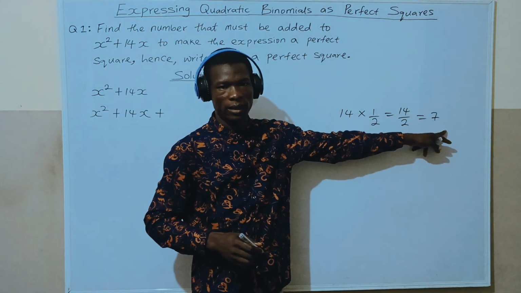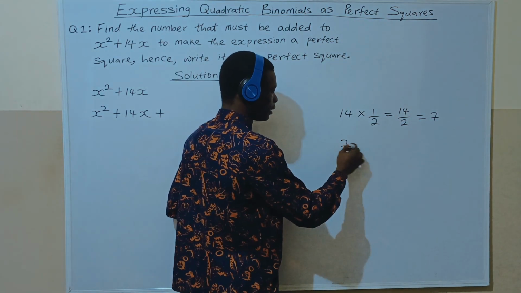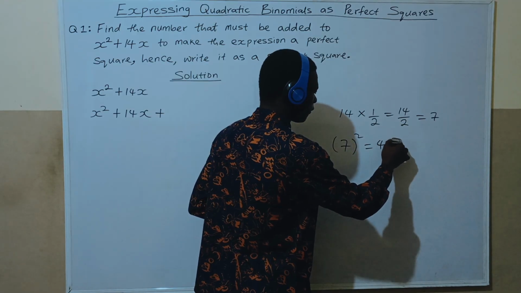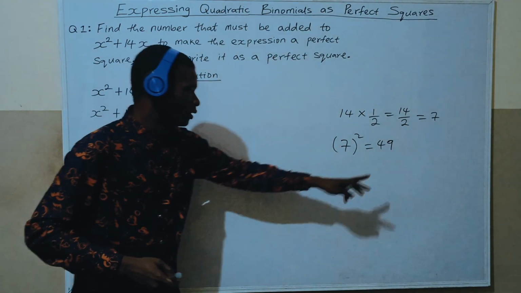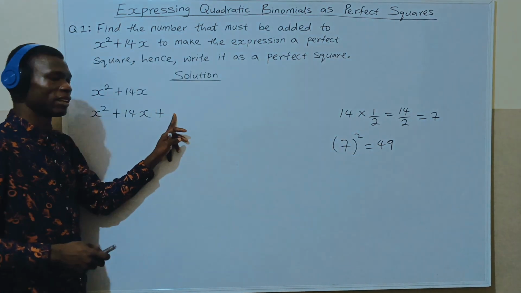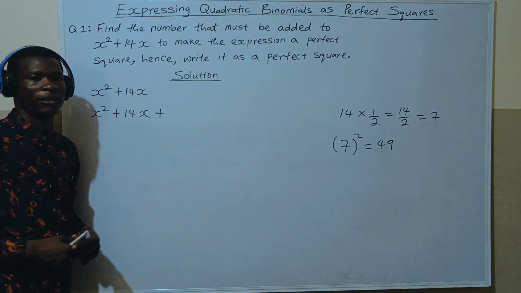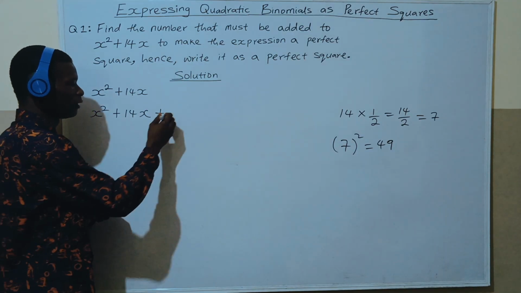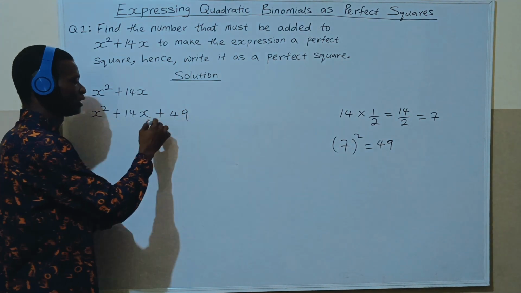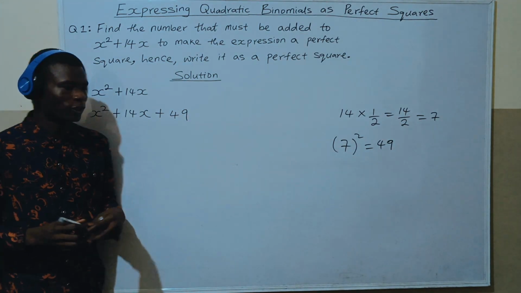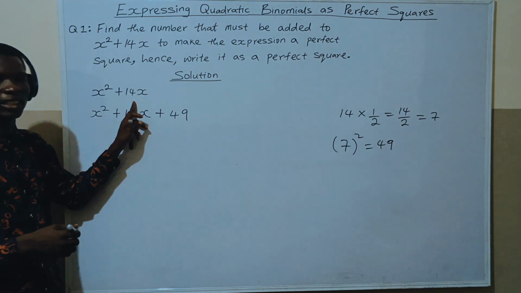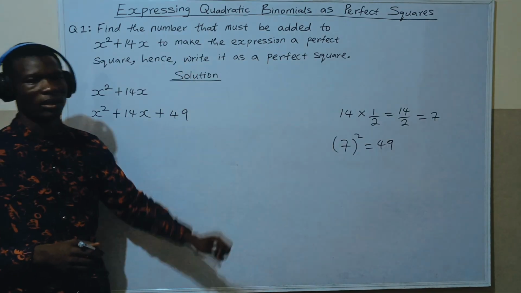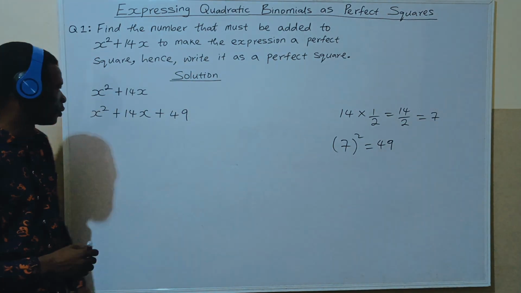So what do we do to this 7? We are going to square the 7. So we'll be having it as 7 squared, which is going to be equal to 49. So this 49 is the number that must be added to this expression to make it a perfect square. So x squared plus 14x plus 49 is now a perfect square. So 49 is the number that must be added. That's the first task to be performed in the question.